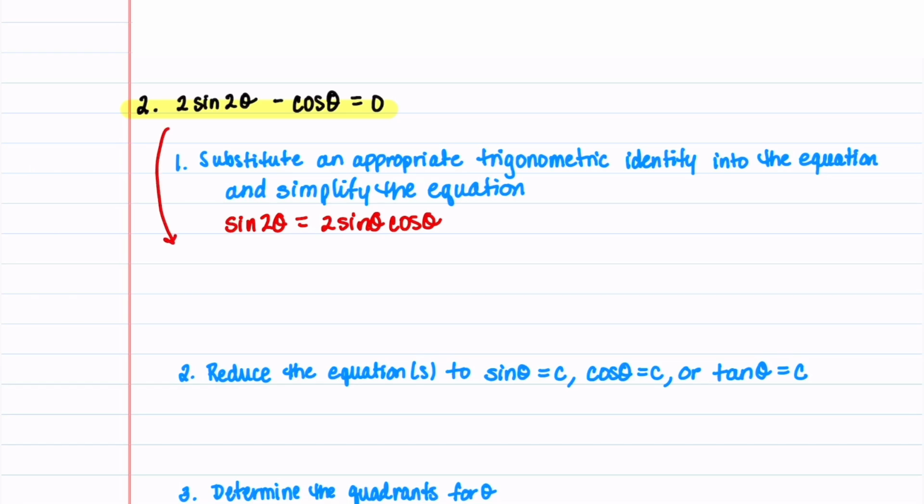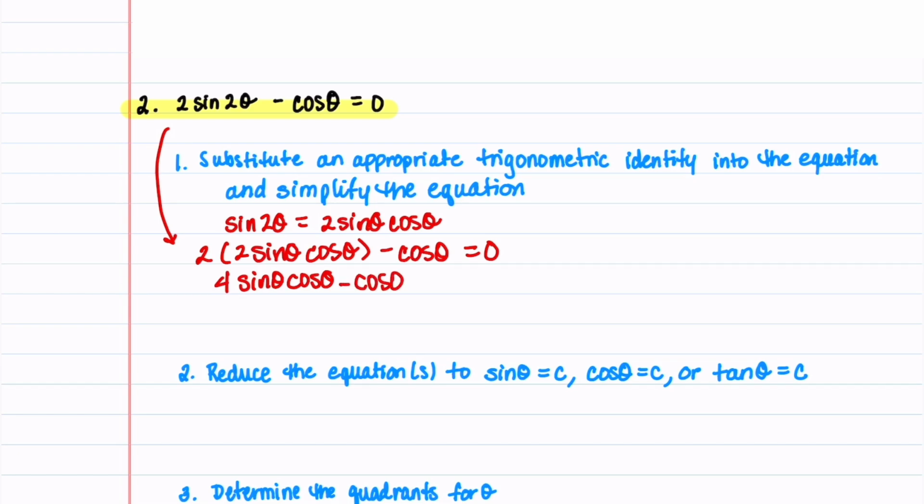Let's plug this in. That gives us 2 times the quantity 2 sine theta cosine theta minus cosine theta is equal to 0. Let's clean this up. This is 4 sine theta cosine theta minus cosine theta is equal to 0. We see that we can factor out a cosine theta, and we're left with a 4 sine theta minus 1 is equal to 0.